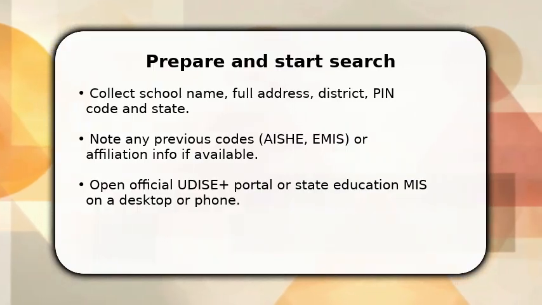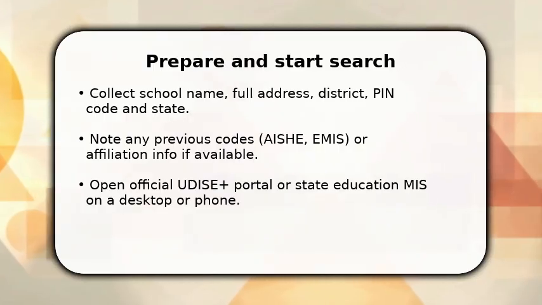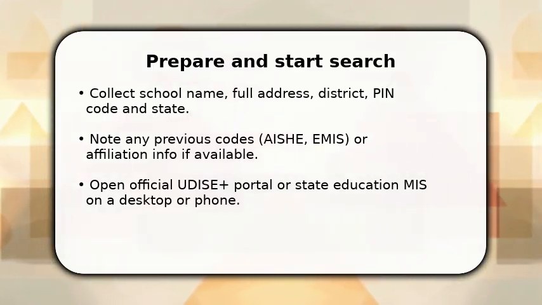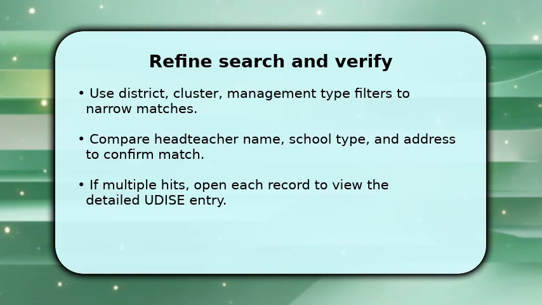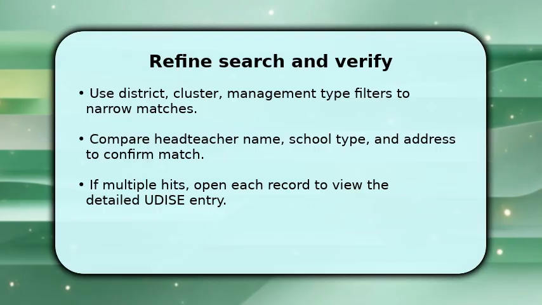Make sure to switch to the desktop view if the mobile layout hides search filters, because precise filters speed up finding the correct Udise number. Once initial results appear, refine using cluster, management type, and school category filters to isolate the exact record.